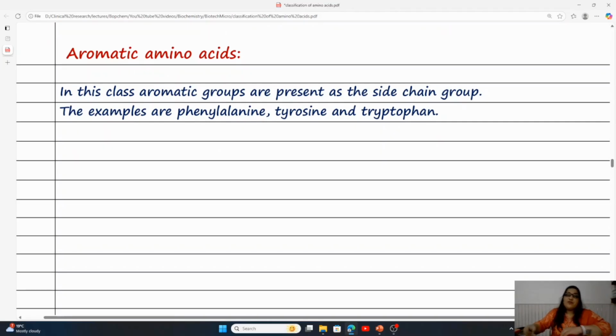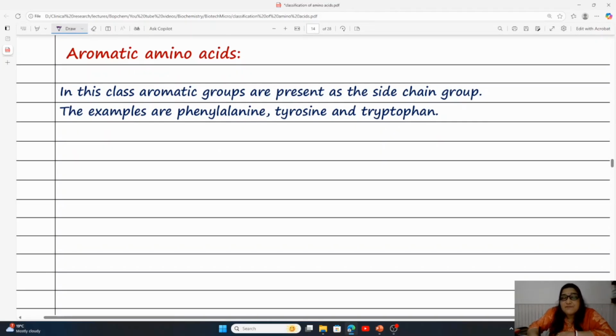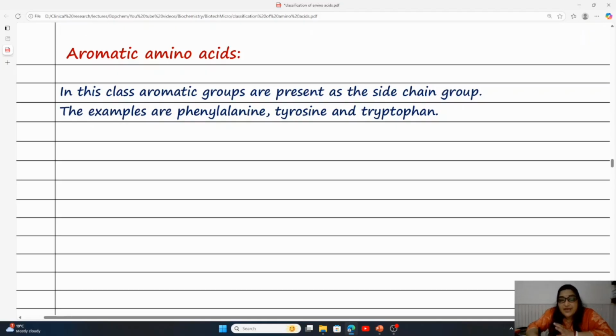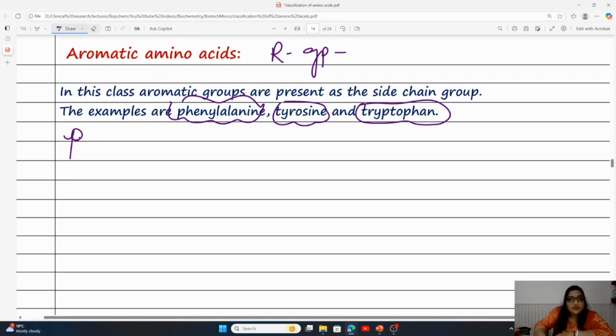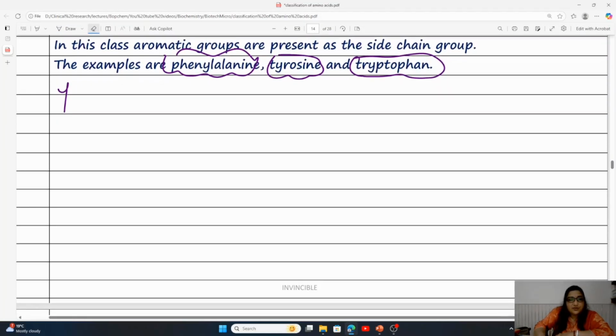Now moving on to the aromatic amino acids. It's as simple as the amino acids containing aliphatic side chains, where the R group will be aromatic. So examples are phenylalanine, tyrosine, and tryptophan. We'll be moving towards phenylalanine first. Okay.